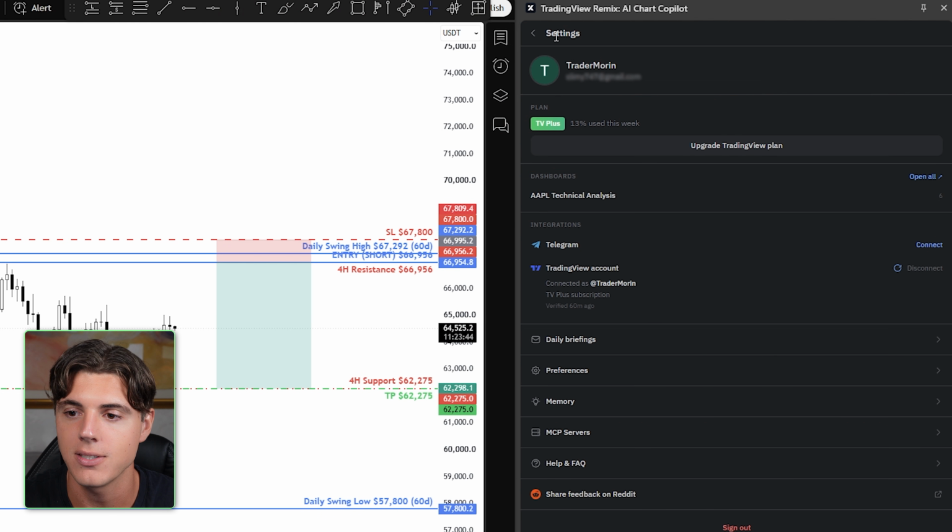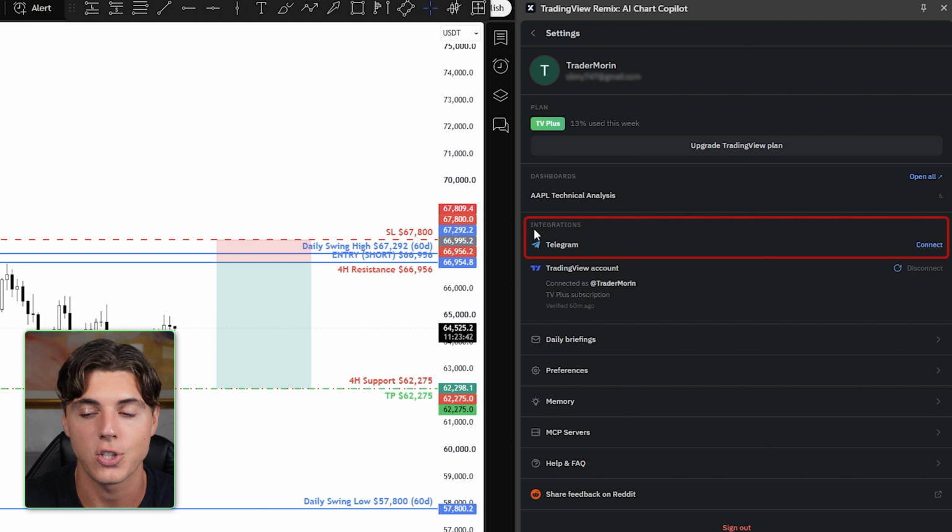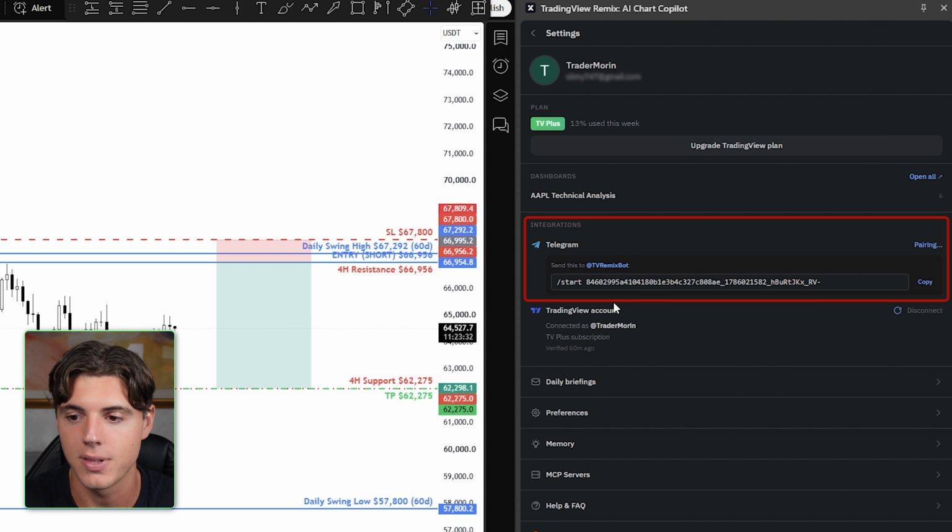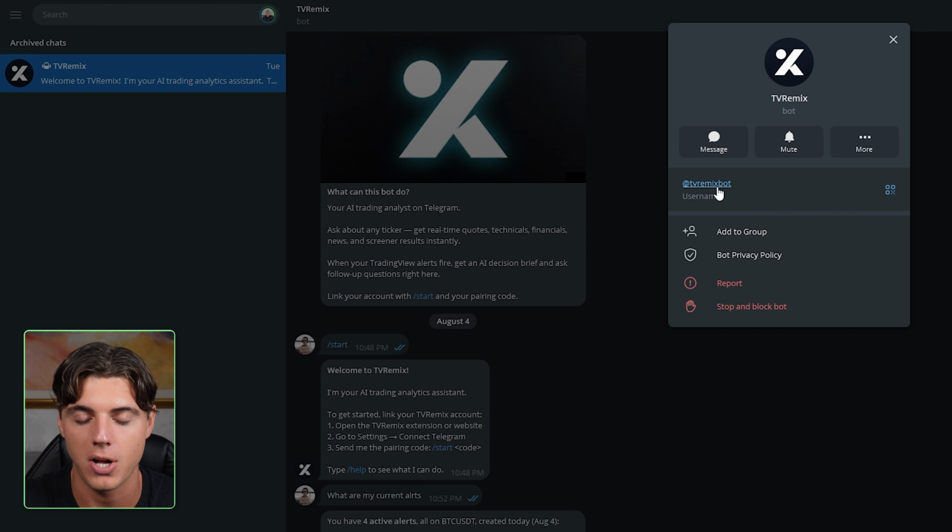And I could also build custom reports that get sent out to me daily or weekly in regards to any market that I like. And in order to do that, all you have to do is head over to the settings. Then you will see under integrations, I click on Telegram and connect. It will then give you this code that you want to copy into the TV Remix bot on Telegram.